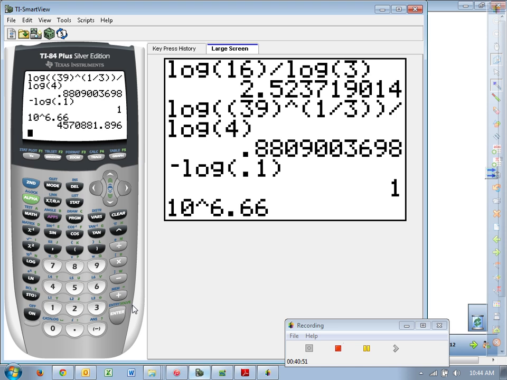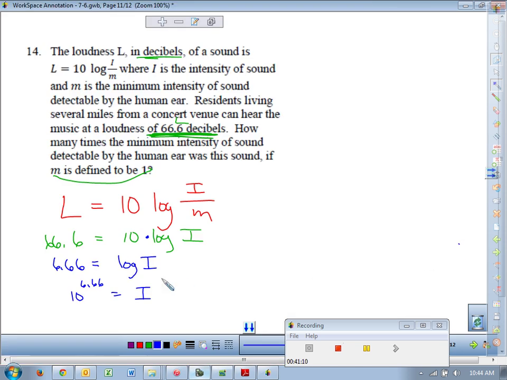10 to the 6.66 equaled I. How would you round that? We're talking about the intensity. What do you feel we should round that to? I would say to the nearest whole number, personally. It doesn't tell you how to round, but it's an about, right? About. So I is about 4570882.